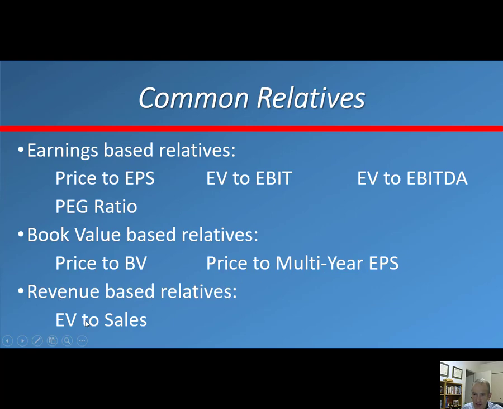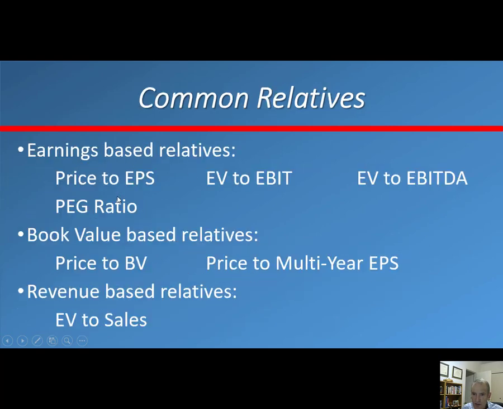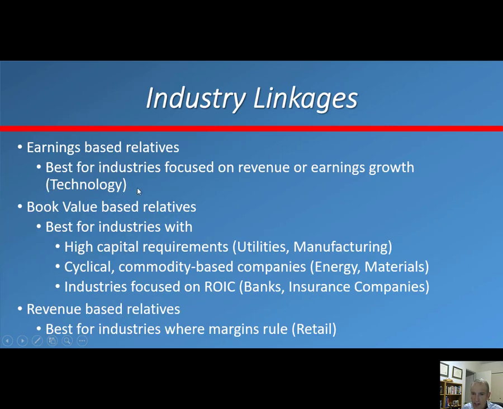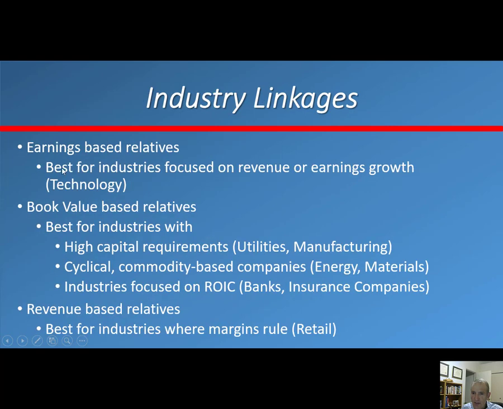And then you have revenue-based, EV to sales. Now the question is, which of these should you use for your company? Here are the earnings-based relatives: price to earnings, EV to EBITDA, and the PEG ratio. EV to EBITDA is probably the most popular right now, although the PEG ratio is pretty unpopular. Those tend to be used with technology companies. Price to earnings is used for all industries, but specifically technology companies where you're really focused on revenue and earnings growth. Price to earnings, and especially EV to EBITDA, is really popular right now.